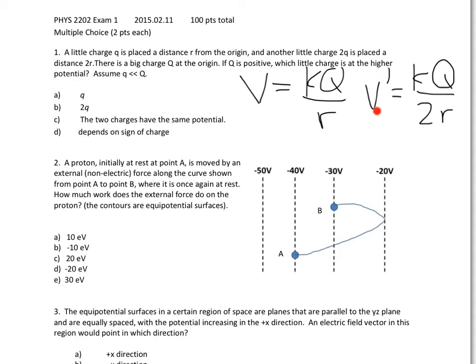So V prime here, which is for the second charge, the 2q charge, has a 2 in the denominator. And since Q is positive, V prime is less than V. So the one that is at the higher potential then, of course, is charge Q, which is answer A.